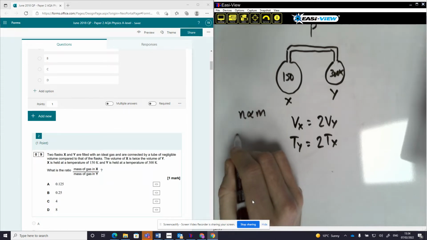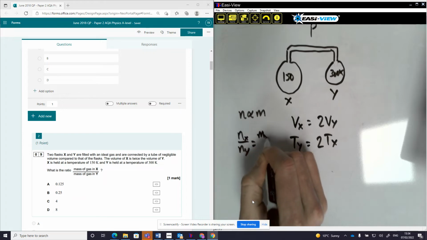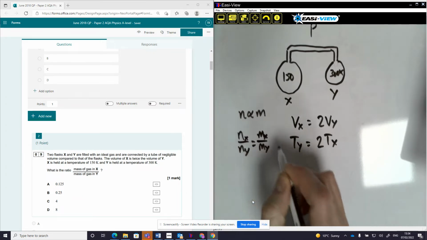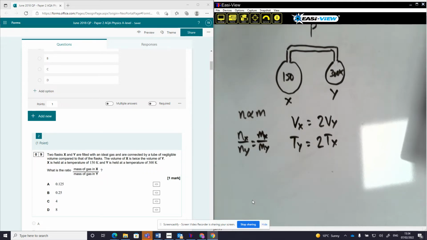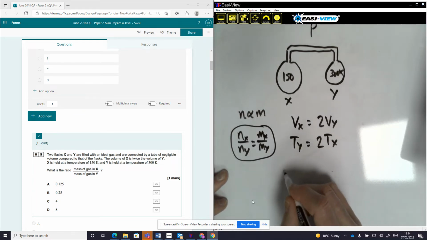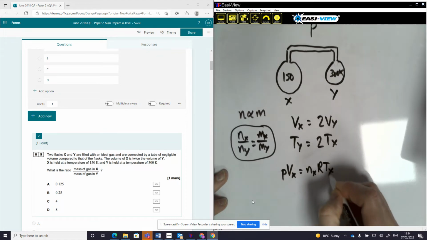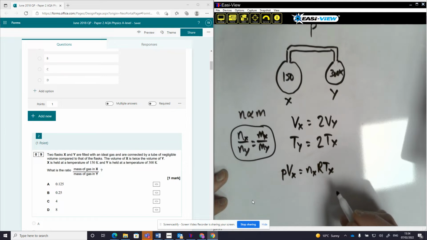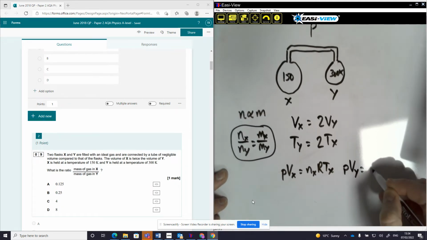So basically the ratio of Nx to Ny is equal to the ratio of Mx to My, because if it's made of the same gas, the number of moles is directly proportional to the mass. So I need to arrive at this point, and I can do that using the ideal gas law. PVx equals NxRTx. That's true for the container X. Then for the container Y, PVy equals NyRTy.